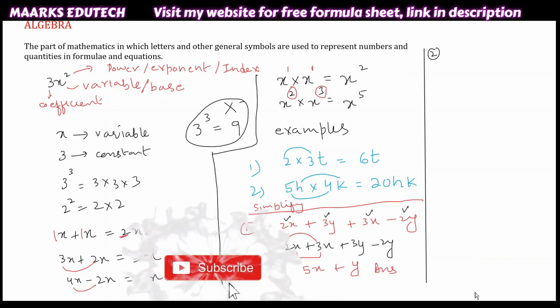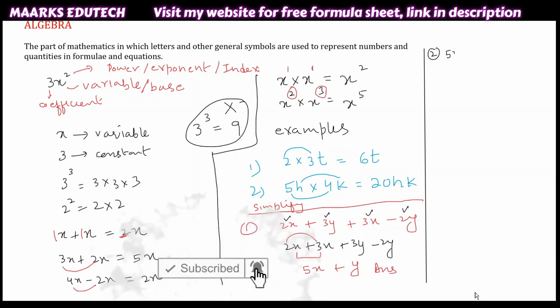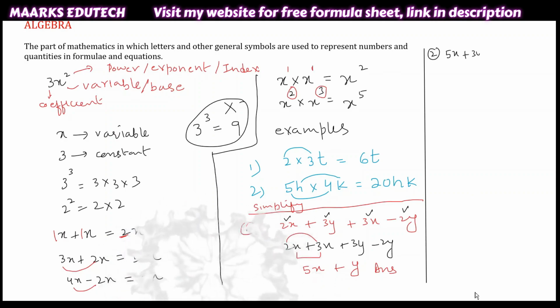I'll give you one more example. We have, for example, 5x plus 3y minus 2 plus 2x minus 3y plus 6. Now how to simplify this? Again we will do the same procedure. We will add the like terms 5x plus 2x.